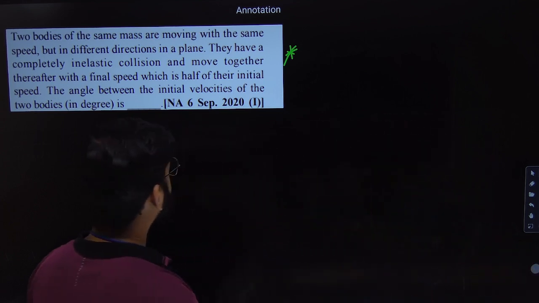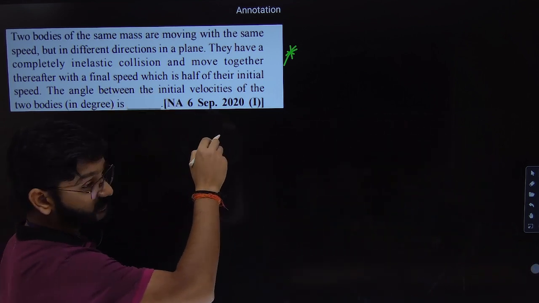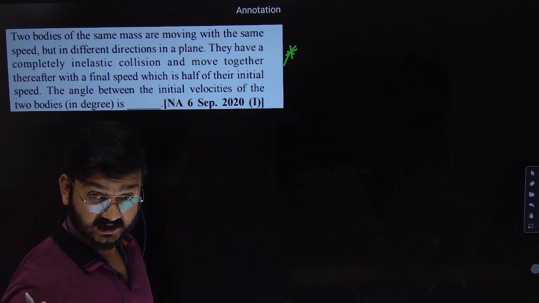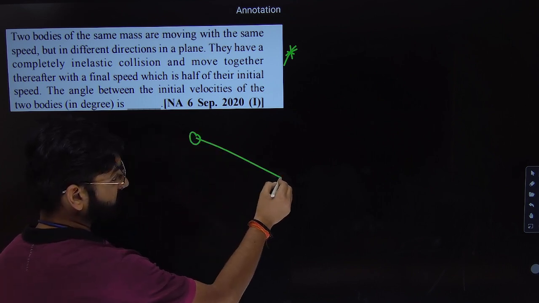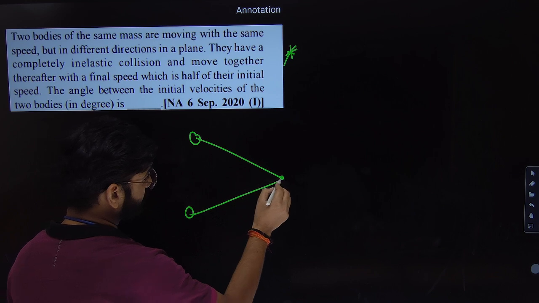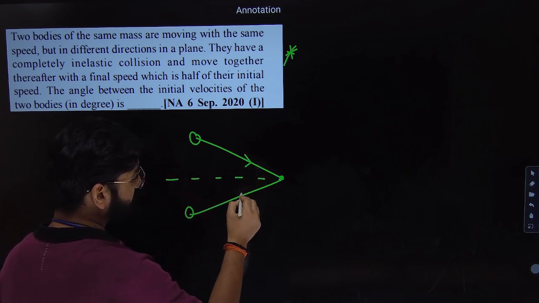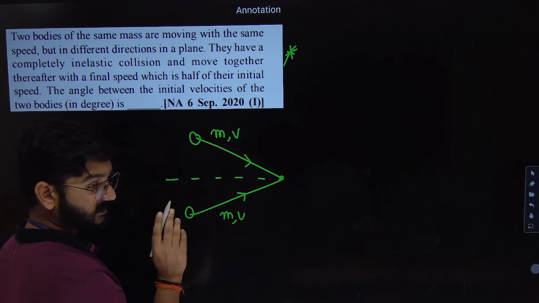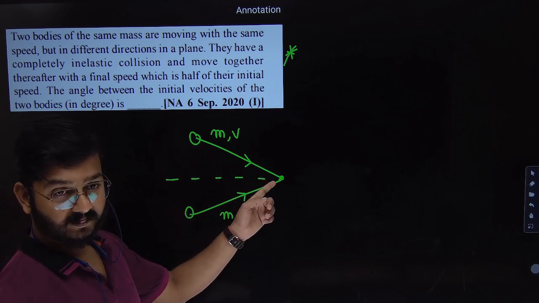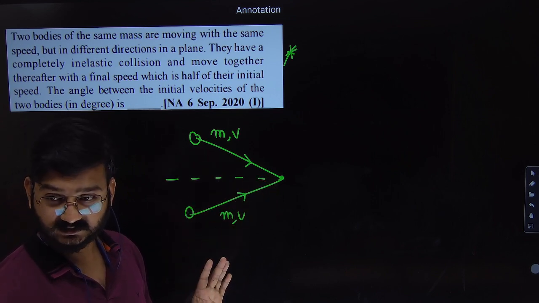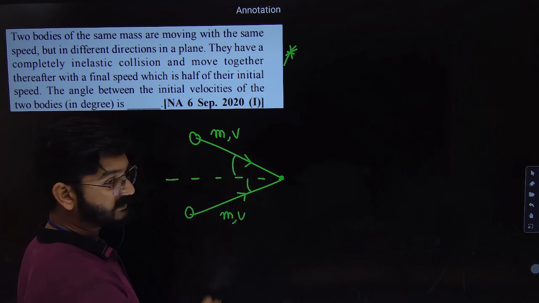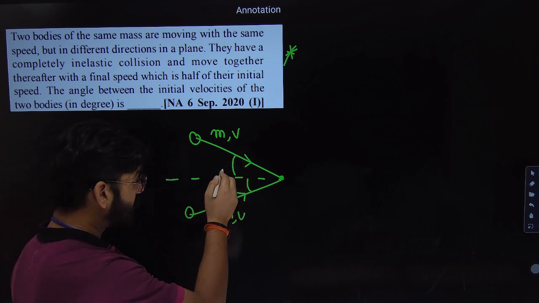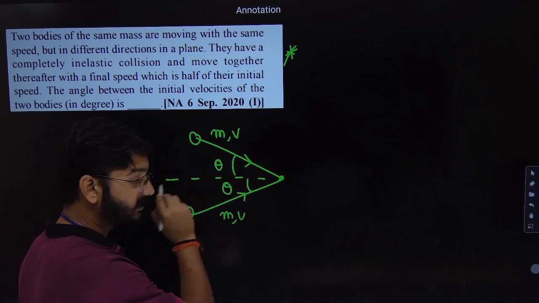How? See here. First of all, draw the figure. Two bodies, equal mass, equal velocity. They are in the same plane, but different direction. So first object, second object. Are they moving in the same direction or different? Different. But the plane is same. MV, MV. Just tell me that momentum is same. Momentum is same. This is basically a symmetrical case. So this angle and this angle should be same or different? Same. Okay. Because it's a symmetrical case. So this is theta means this should also be theta.